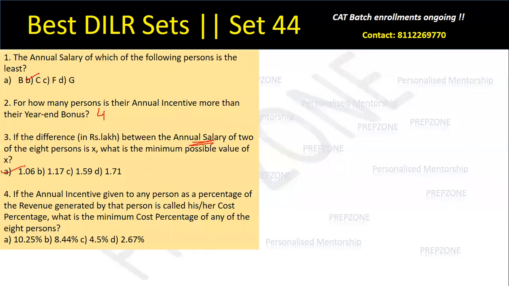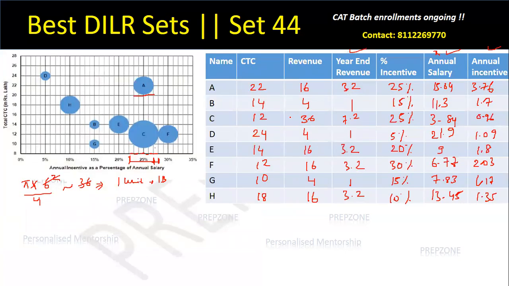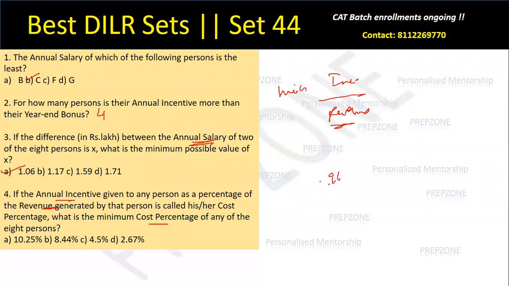which is nothing but 1.06 lakhs. Next, the annual incentive given to any person as a percentage of their revenue, I need to find the minimum of. I need to find the minimum of incentive upon revenue. Let's see, which means incentive should be minimum and revenue maximum. Revenue is maximum for this one, and incentive is also minimum for this one. So I know for sure it will be C. So I need to find the value for C, right? This is 0.96 by 36, as a percentage, right?